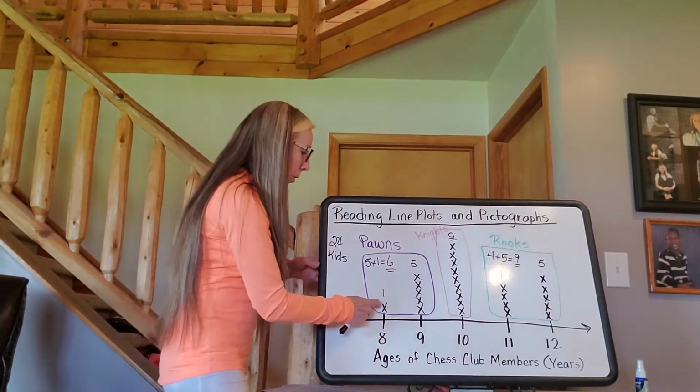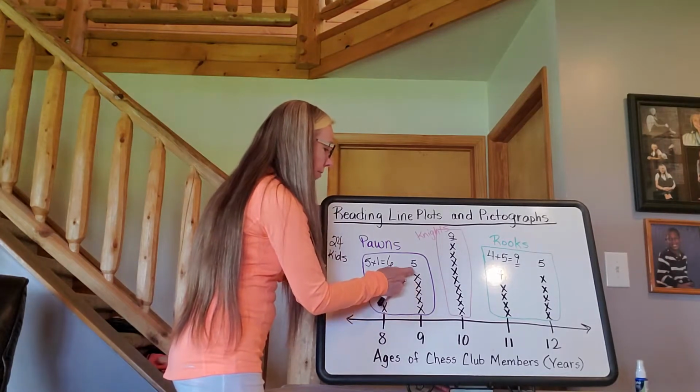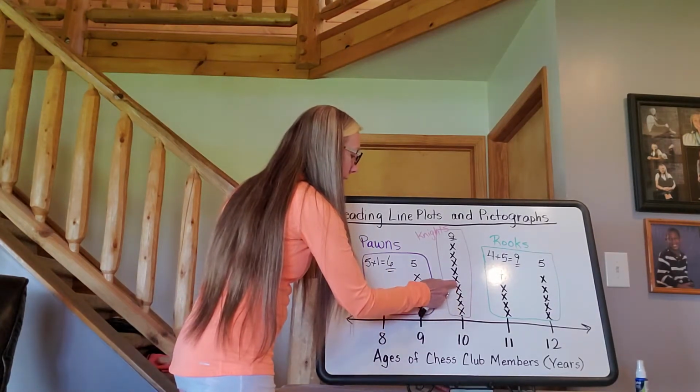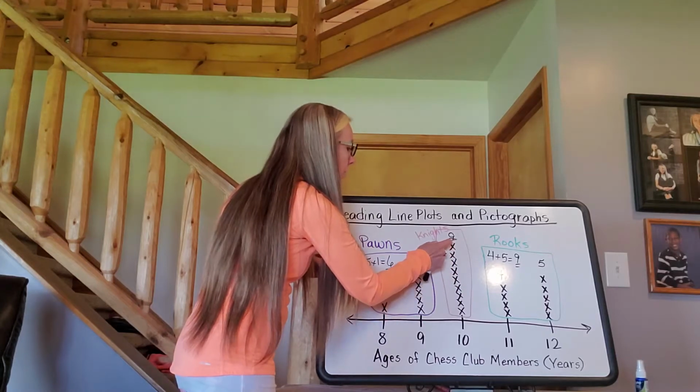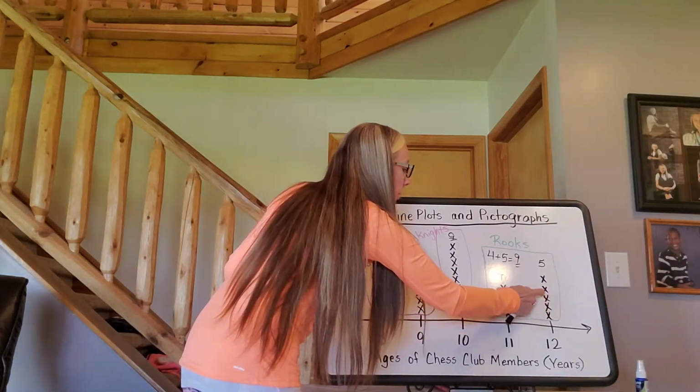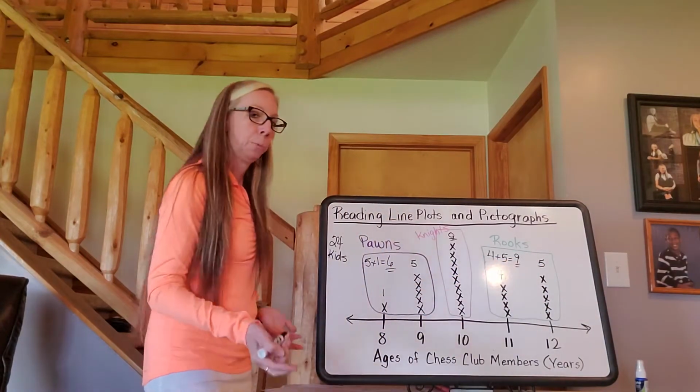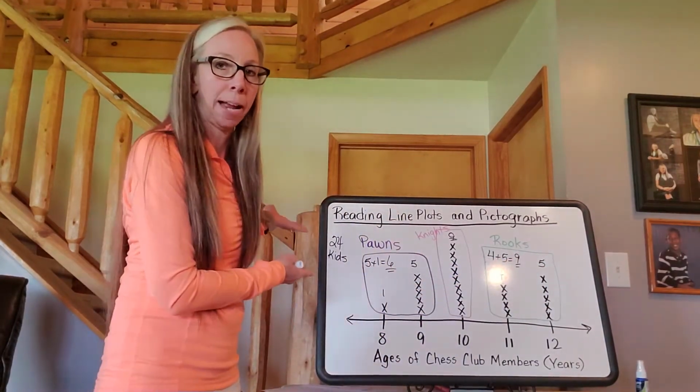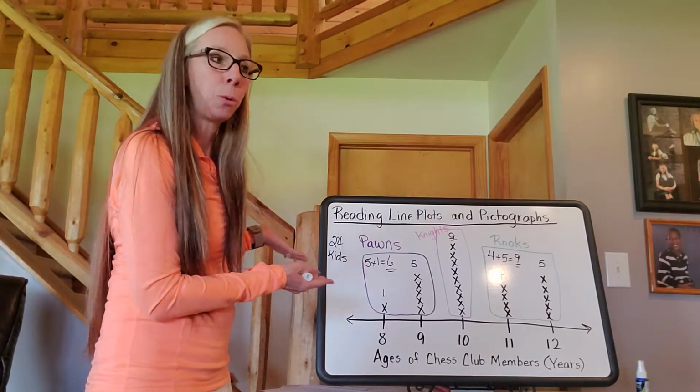Here we go. 1, 2, 3, 4, 5, 6, 7, 8, 9, 10, 11, 12, 13, 14, 15, 16, 17, 18, 19, 20, 21, 22, 23, 24. We got 24. Do our numbers match? Yes, they do. So we know that we are correct.